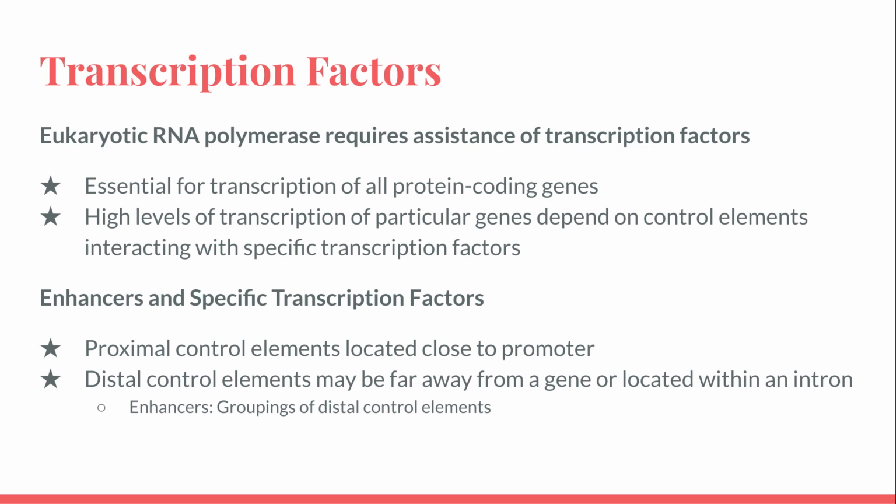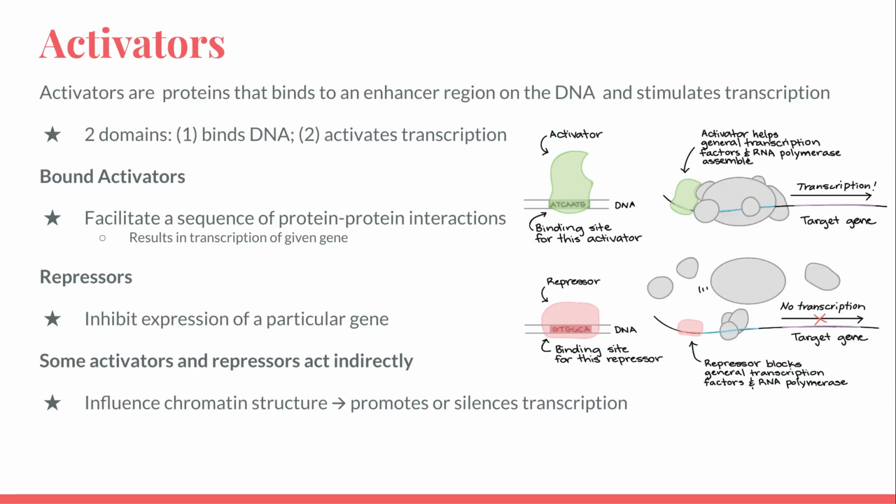So we know the process of transcription, how it happens. As we saw, proximal control elements are close to the promoter, and distal control elements may be far away from the gene and located within an intron. So enhancers are groupings of distal control elements. There can be more than one distal control element, but they are present far away from the gene. And there are proteins called activators.